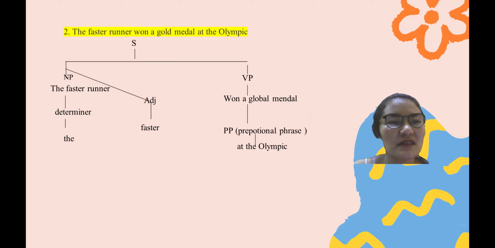Okay, number 2. The faster runner won a gold medal at the Olympics. This is the sentence. The noun phrase is the faster runner. The determiner is the. Adjective is faster. The verb phrase is won a gold medal. And the prepositional phrase is at the Olympics. At is a preposition. And I think a is also a determiner.